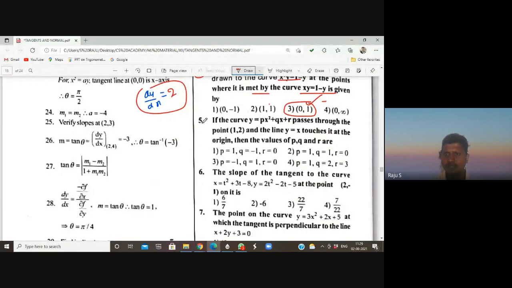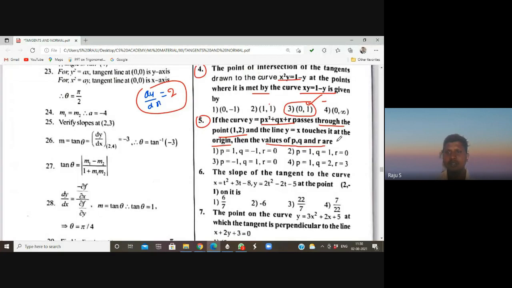Next, the fifth question. In the fifth question, what shall we do here, students? If the curve passes through the point 1, 2 and the line y is equal to x touches it at the origin, then find the values of p, q, r. So this is a logic question.